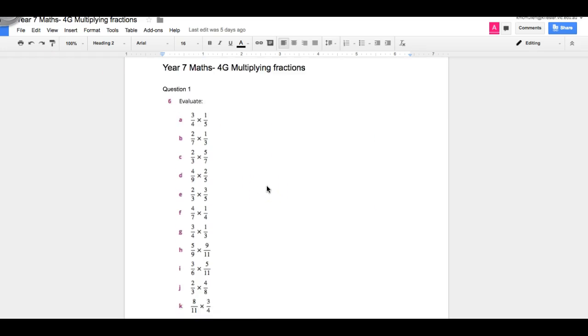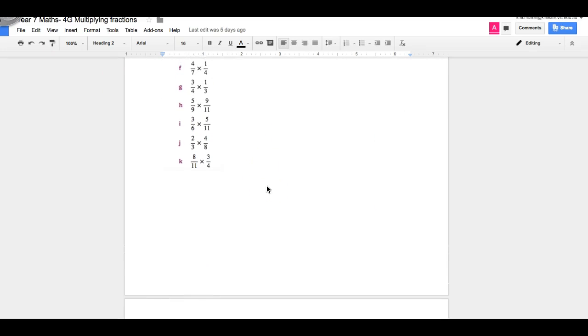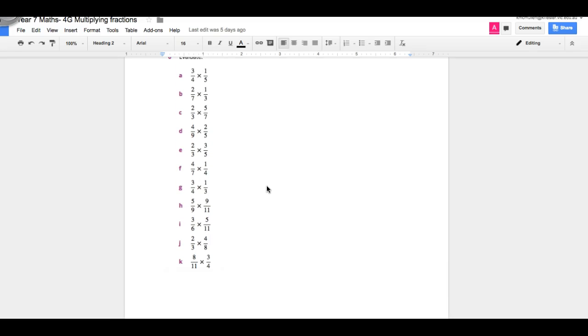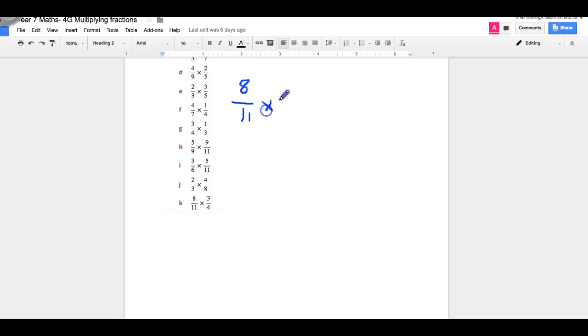All right, let's scroll down because I don't want to do those actually. Let's have a look at K. It's a quick one for K. Okay, so the reason I'm showing this one is because sometimes when you multiply, especially if you've got bigger numbers, it can be quite difficult. So at the top we have 8 times 3, and 11 times 4 on the bottom.